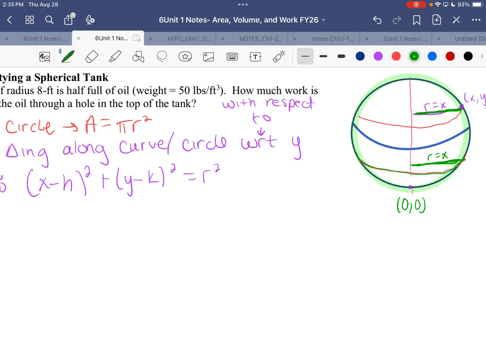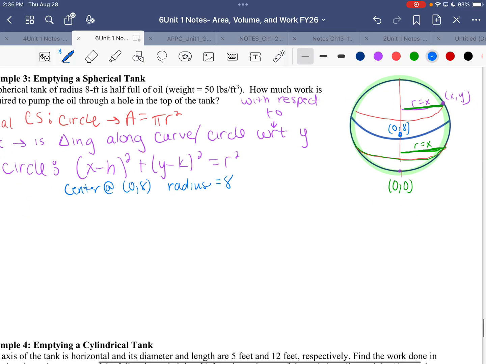So then let's write the equation for this front-facing circle. If the radius is 8, then we have a center at 0, 8, and radius is 8. Let's fill it in. We got x squared plus y minus 8 squared equals 64.